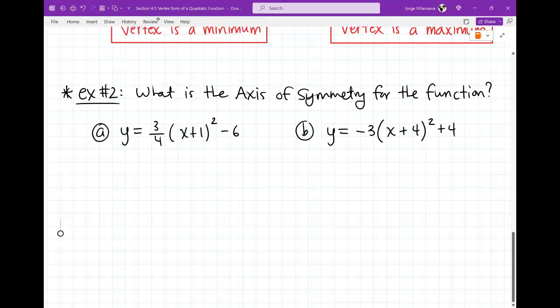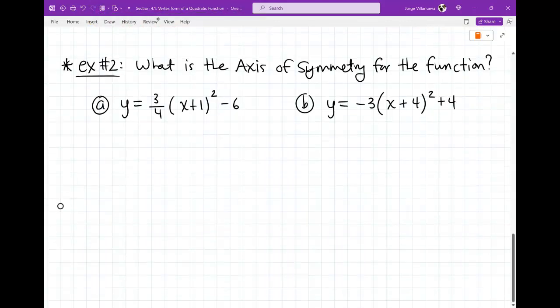Right, so if you have right here, what is the axis of symmetry for the function? I'm giving you 2 different functions here. Okay, what is the formula for the axis of symmetry? It's x equals h, right? What is h for part A? -1. So all you guys got to do is write this, and you're done. Okay, that's it. The axis of symmetry is always very easy with the vertex form.